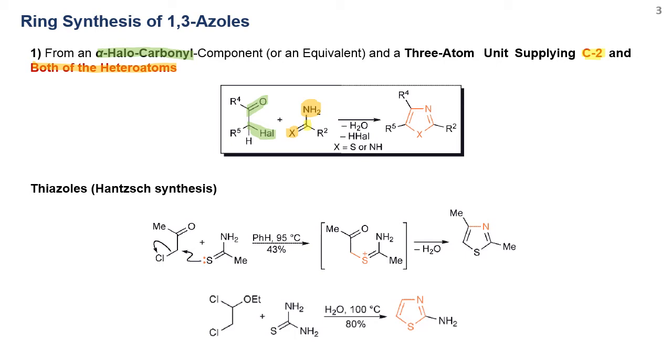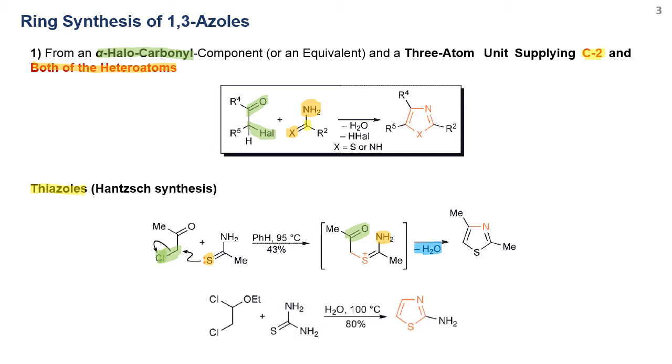If you look at thiazoles first, which contain sulfur and nitrogen, that 3 atom unit can be in the form of thioamides, where first the sulfur can attack the alpha halo position in an SN2 manner, and after that, condensation between amine and carbonyl group with a loss of water molecule leads to the formation of thiazole.